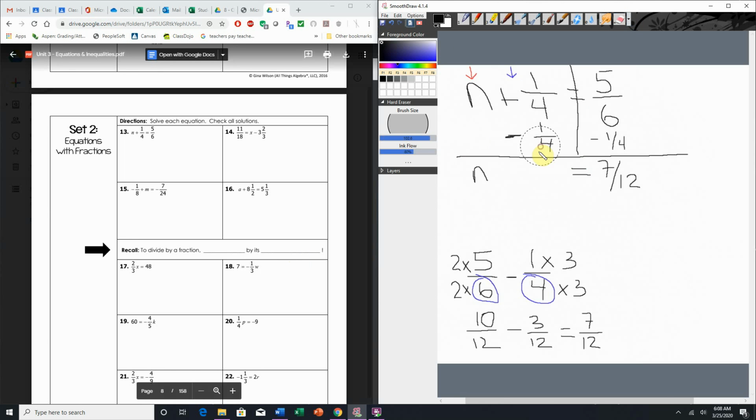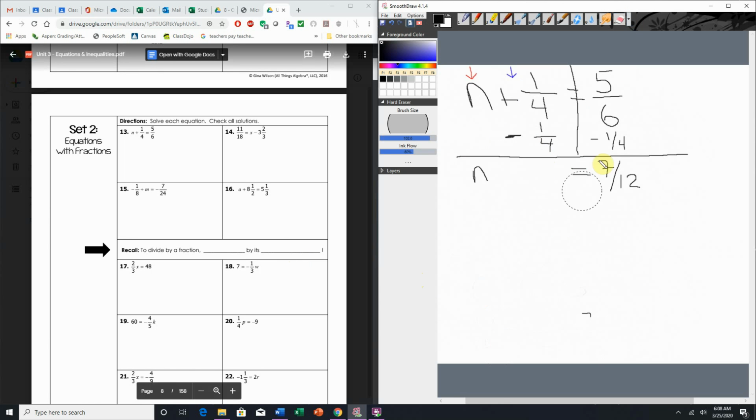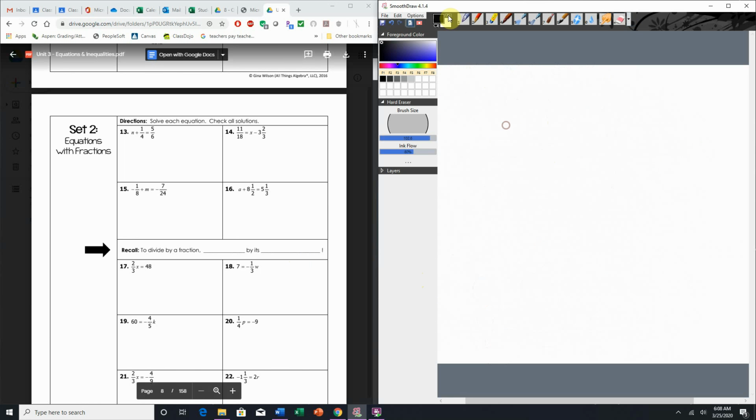So let me go ahead and erase our whiteboard here. Okay, so 15 says negative 1/8. Don't forget that negative in front. Plus m equals negative 7 over 24. Okay, so we talked about this in class. That negative, we're just going to say it goes to the numerator.